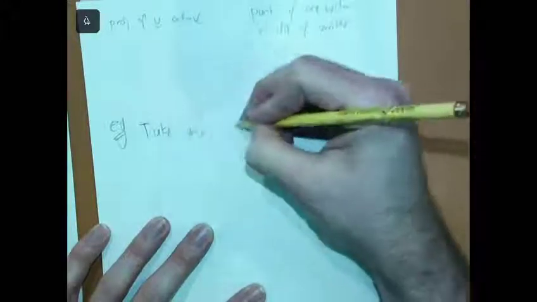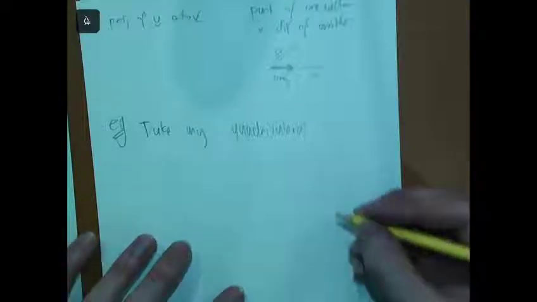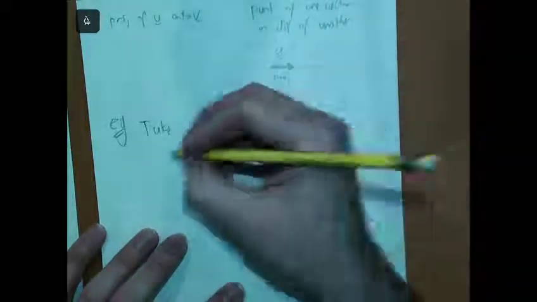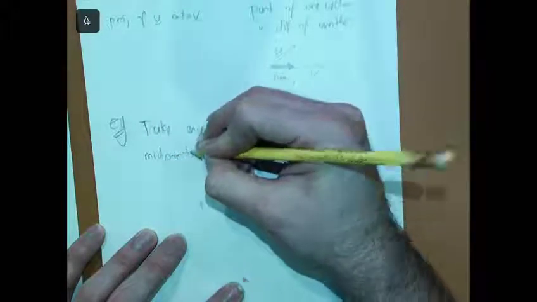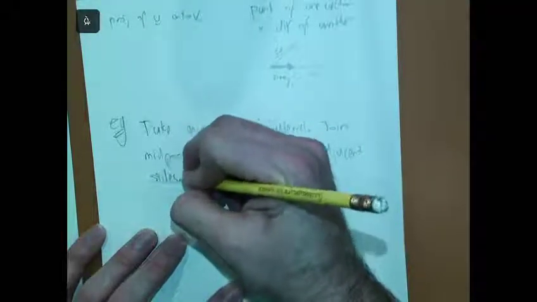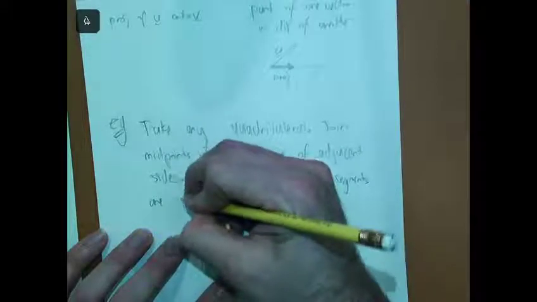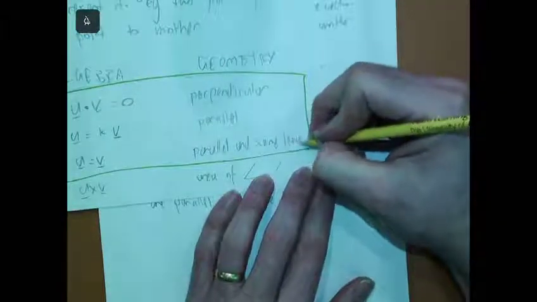So take any quadrilateral, join the midpoints of two pairs of adjacent sides. I'll draw a diagram in a second. Show these two line segments are parallel and the same length. Oops, sorry, not same direction, parallel and the same length. Hint, this is the thing I'm going to use. Same direction means the same as parallel, I'm sorry.